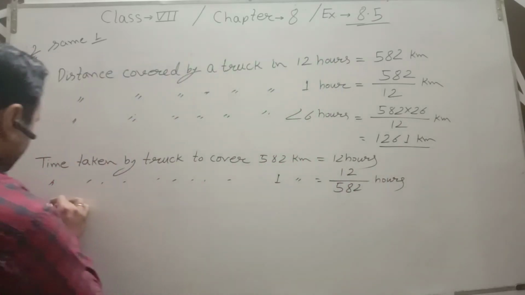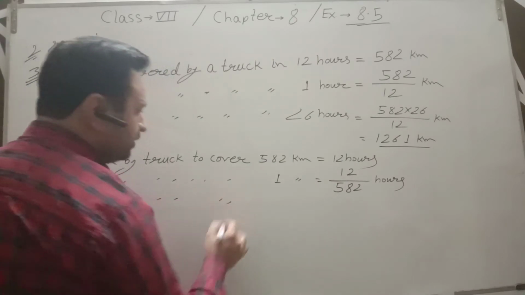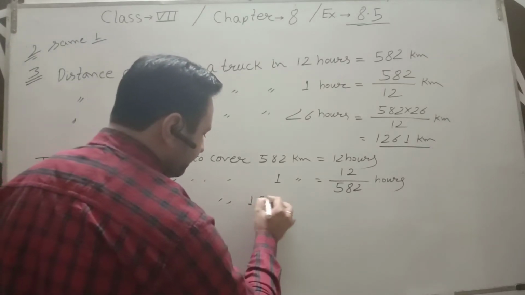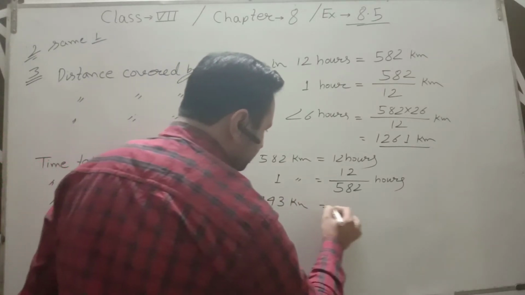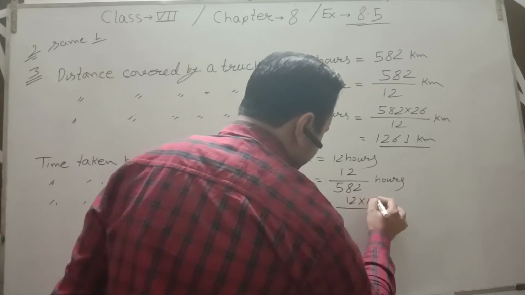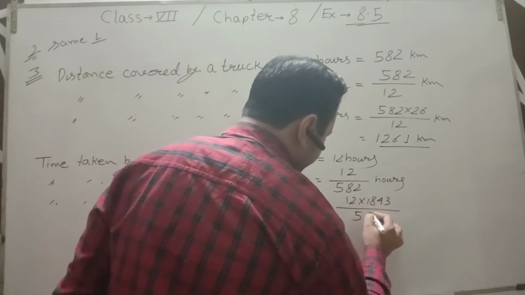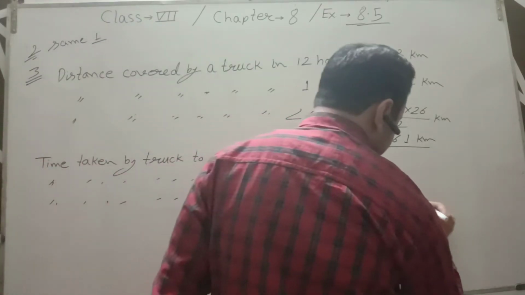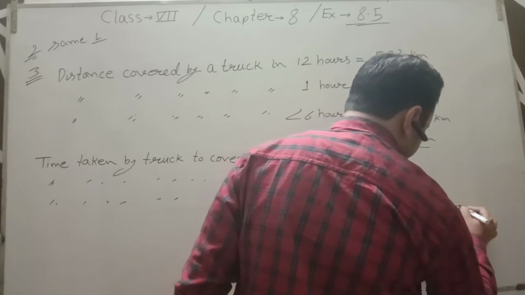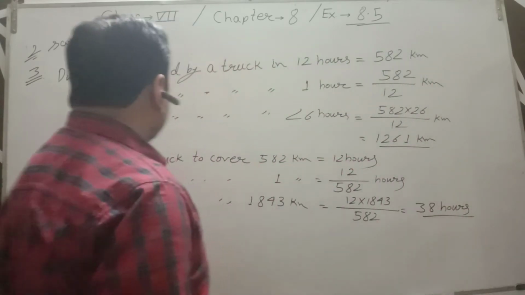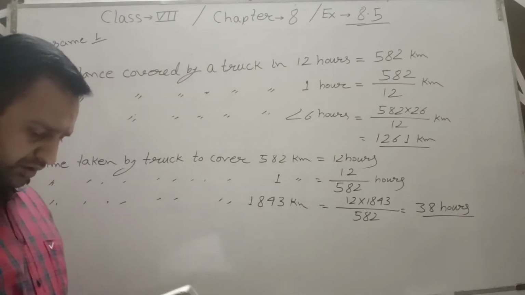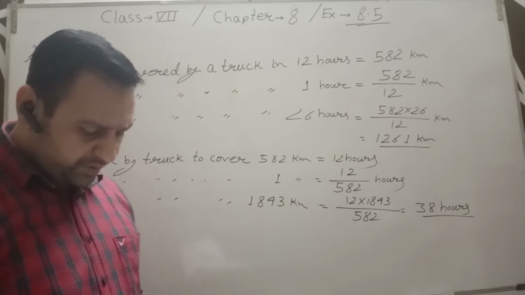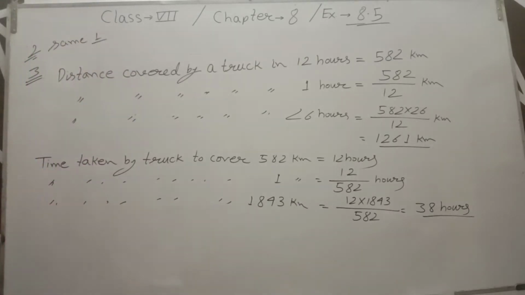And the time taken by the truck to cover 1843 kilometers: 12 multiplied by 1843 and divided by 582. And the value we obtained is 38 hours. So I hope question number 3 is also clear. Question number 4 is the same as question number 3. So try it yourself and just note down question number 3.